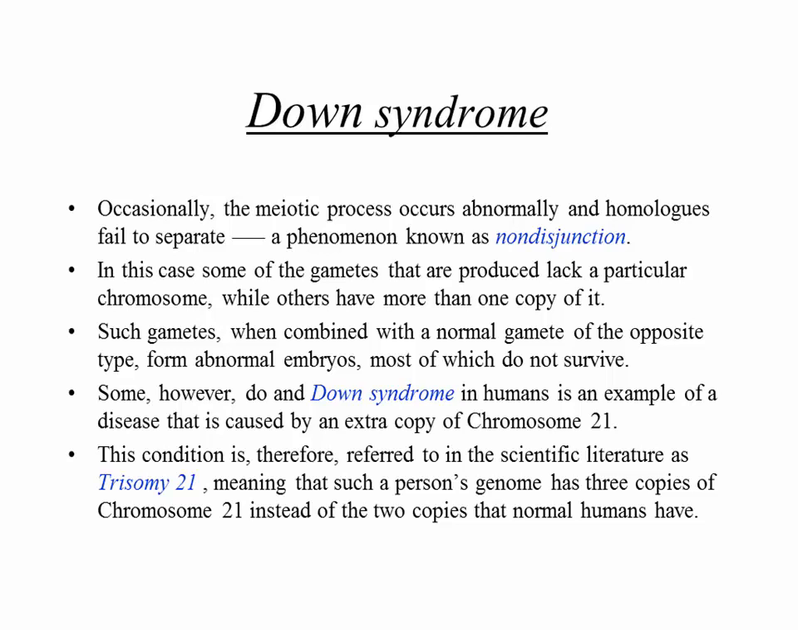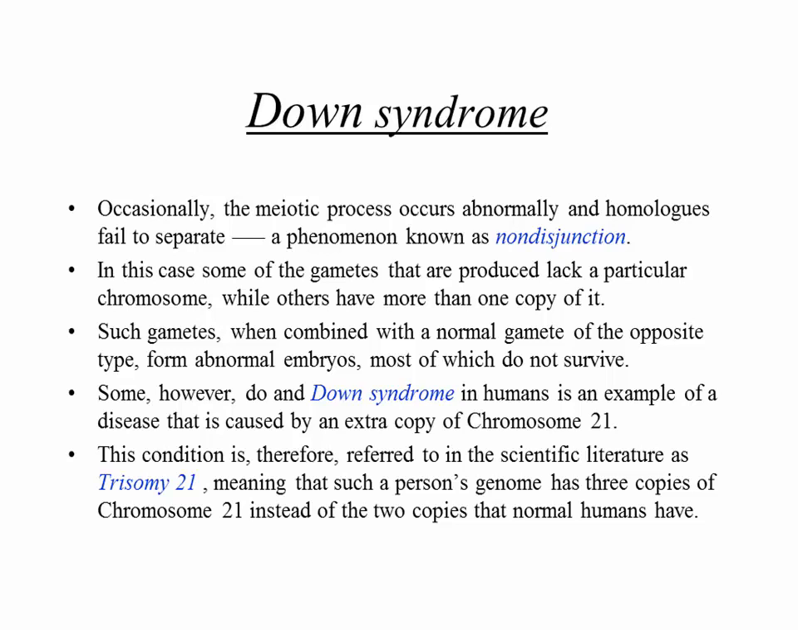Such gametes, when combined with a normal gamete of the opposite type, will form abnormal embryos, most of which do not survive. Most of those embryos are going to be eliminated in utero, in the womb. It's gone. Some, however, do survive.